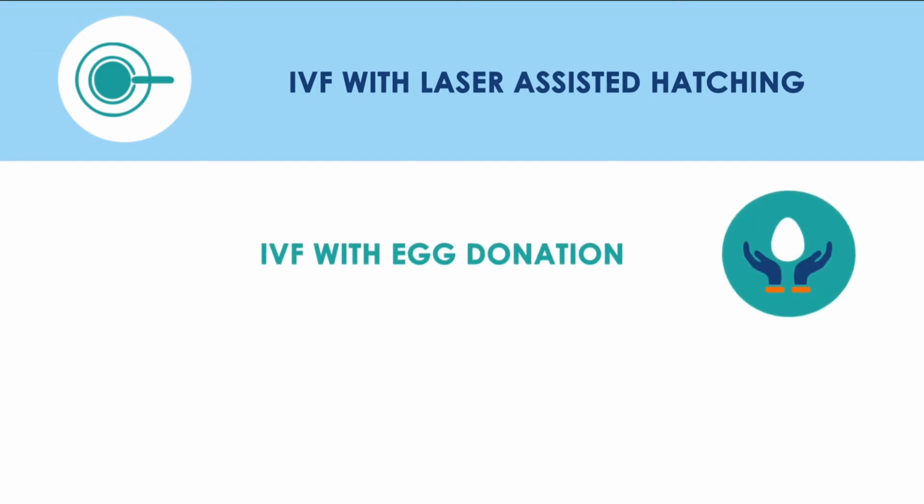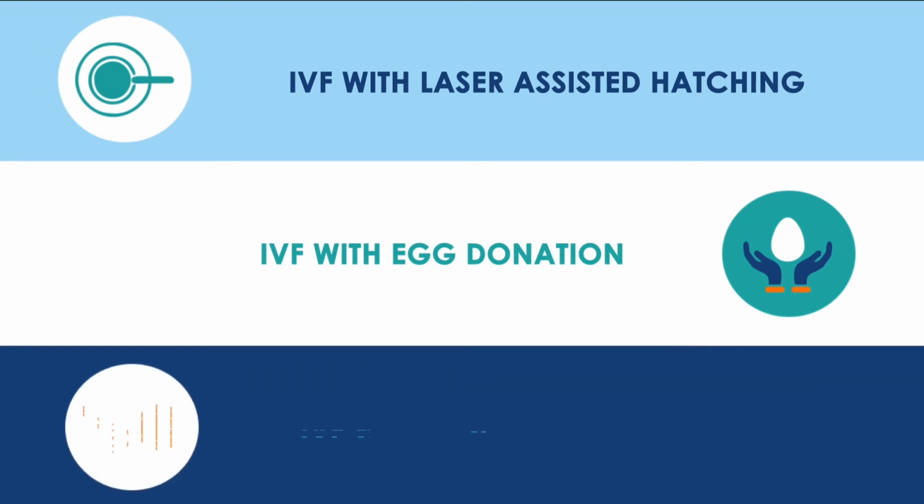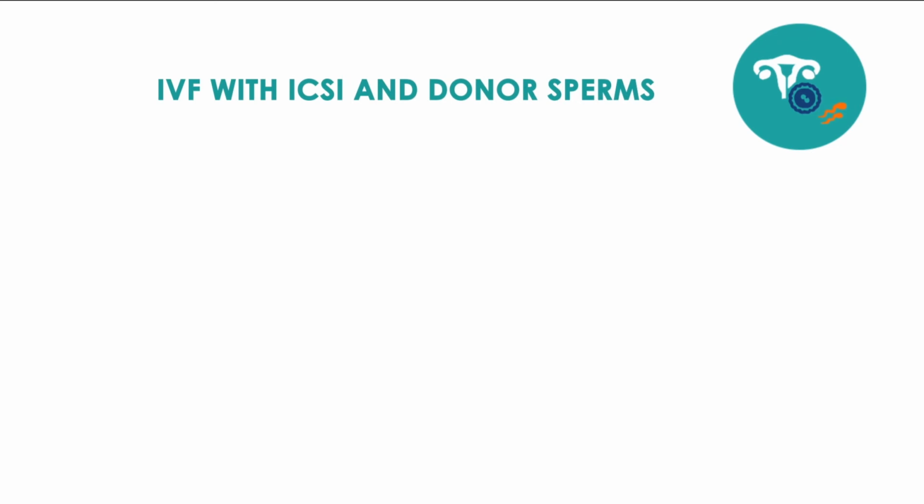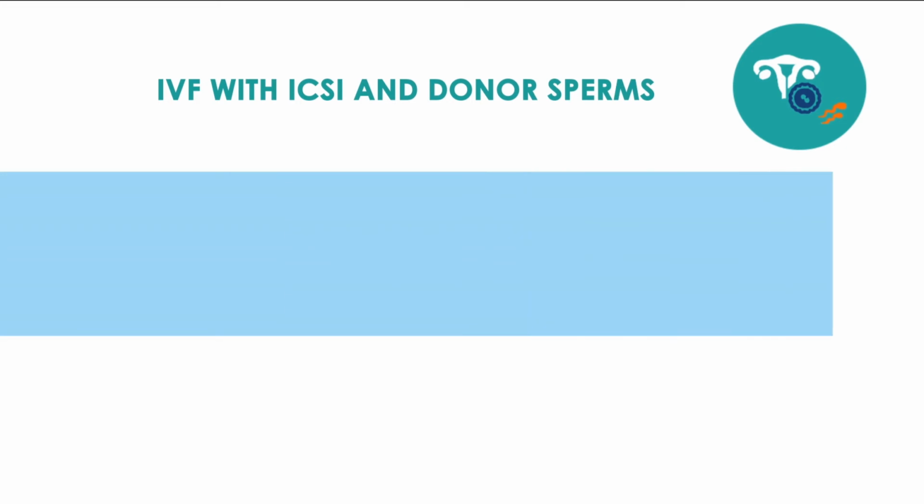When the eggs used in fertilization come from a woman other than the one undergoing the procedure. Intracytoplasmic sperm injection, ICSI, where the sperm is directly injected into the egg for fertilization and the resulting fertilized egg is placed in the uterus of the woman. Sperm of a suitable donor other than the male partner of the woman undergoing the procedure.